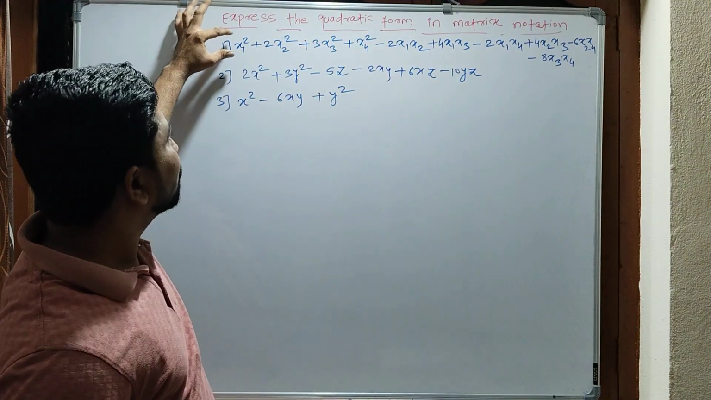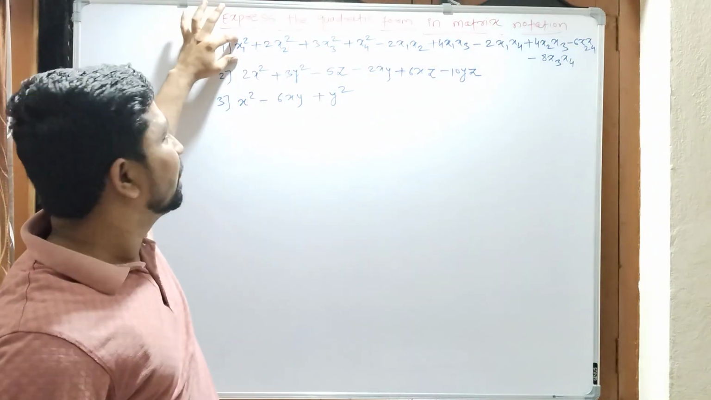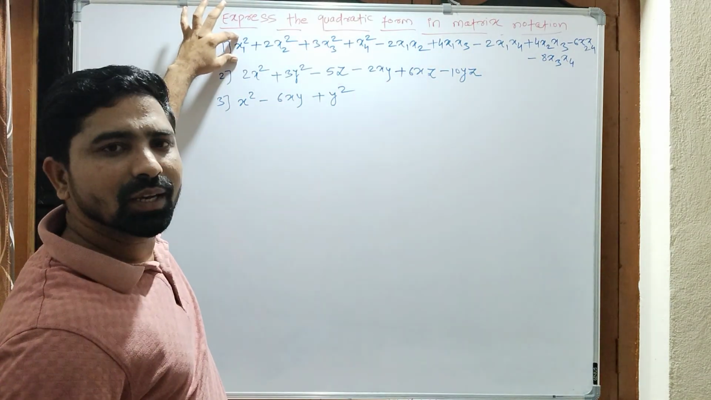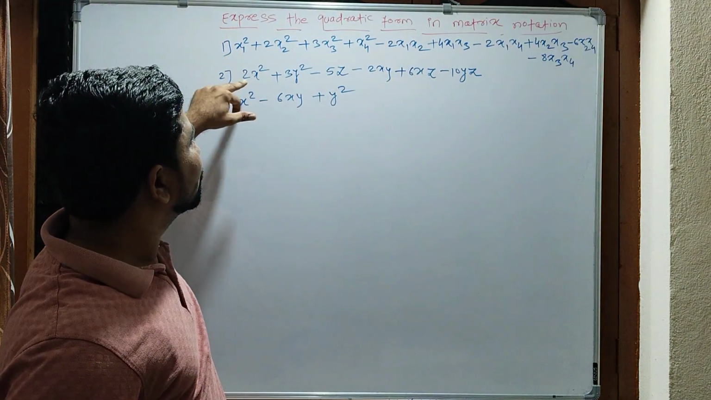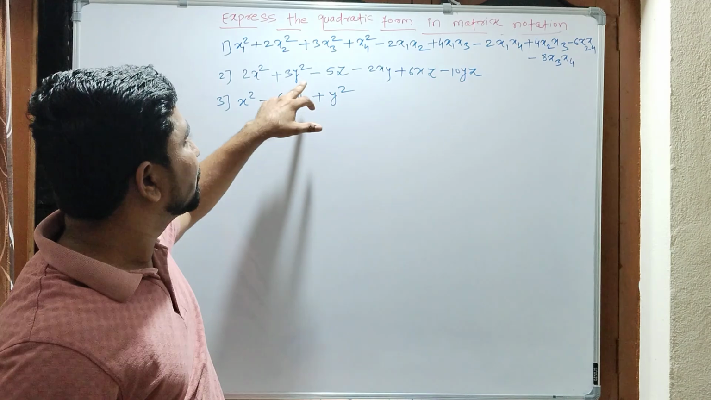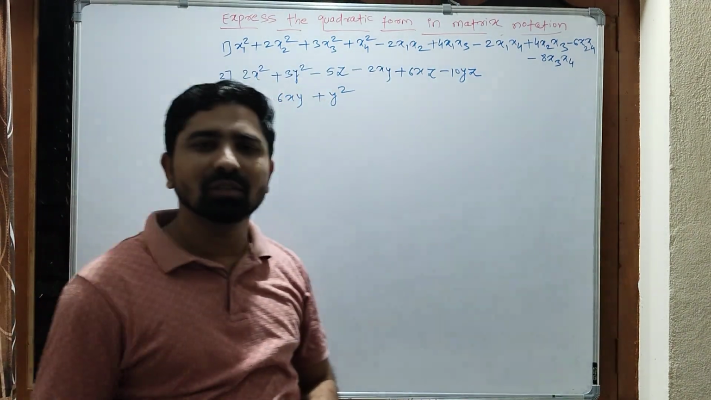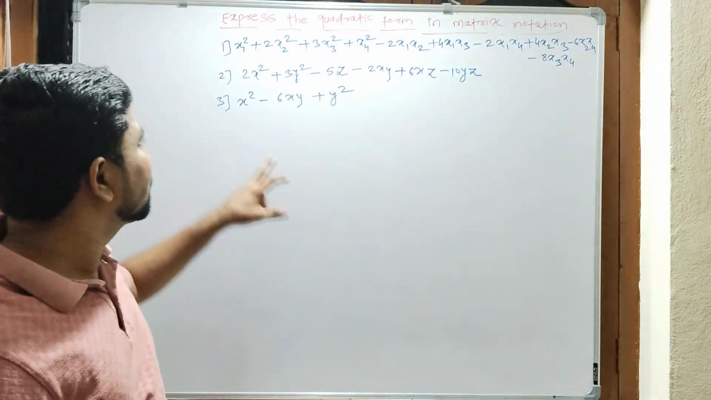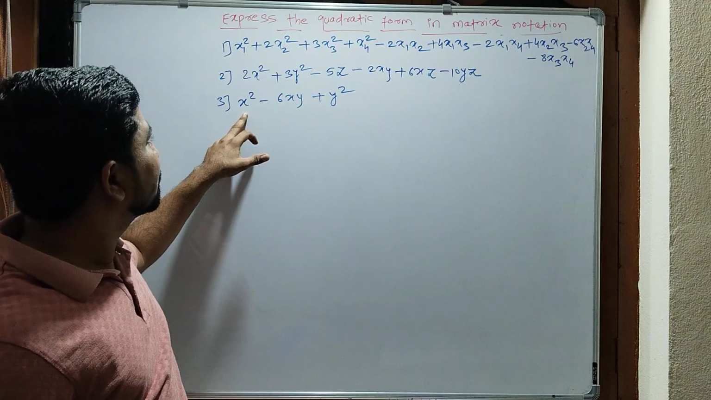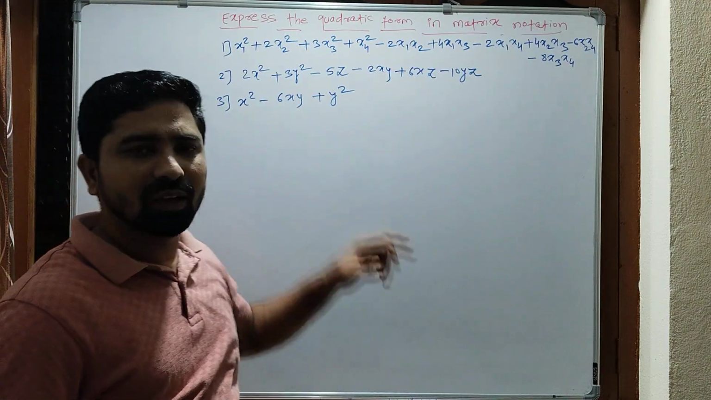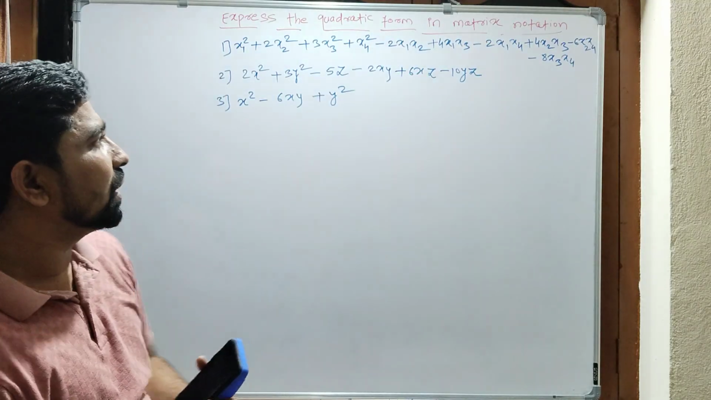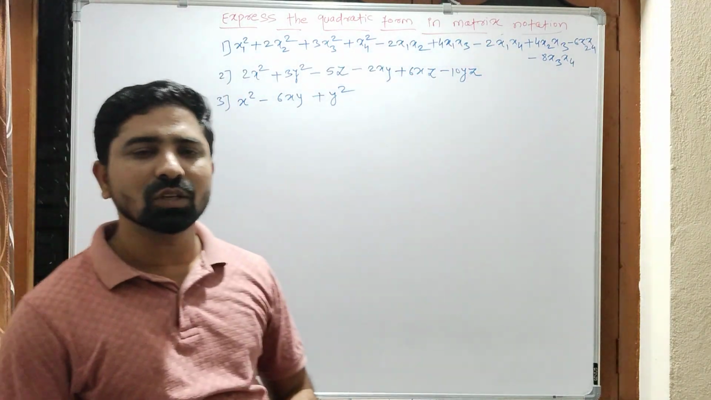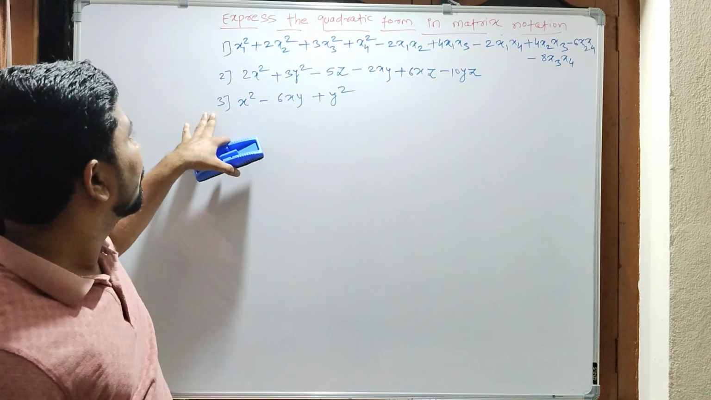Corresponding to this quadratic form we get a matrix of order 4 cross 4. Corresponding to the quadratic form in 3 unknowns x, y, z, we get a 3 cross 3 matrix, that is a square matrix. And corresponding to this third one, x and y are the unknowns, so we get a 2 cross 2 matrix. So how do we write the matrix notation corresponding to this quadratic form?